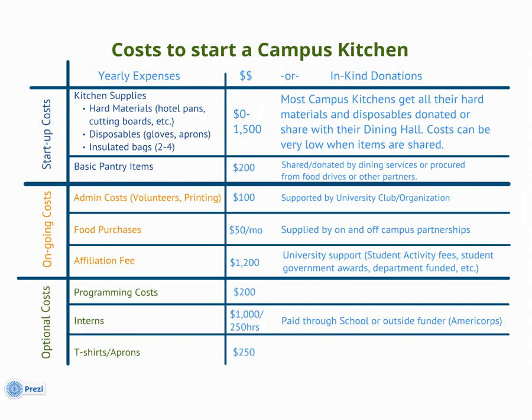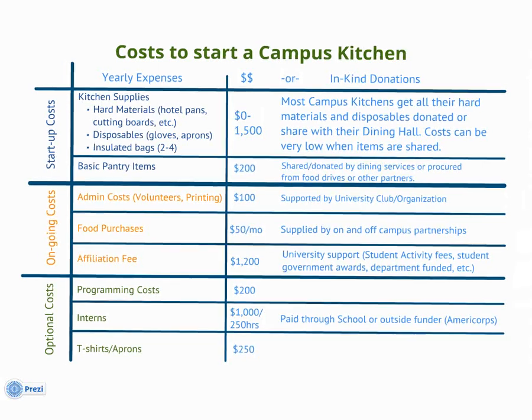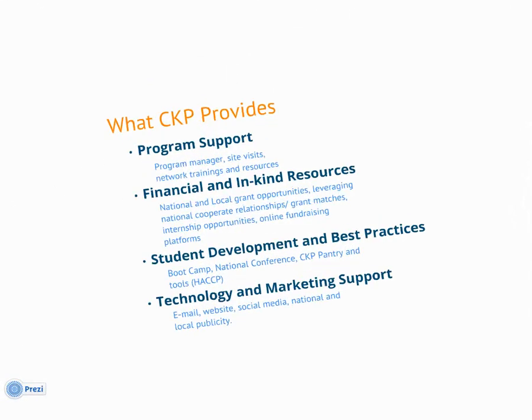CKP does require an annual affiliation fee of $1,200 to be associated with our network. This $1,200 provides each school with numerous benefits, including resources and tools and grant opportunities that we'll go over in just a second in a little more detail. We also provide many different helpful resources in assisting to raise these necessary funds. So let's look a little bit more at what you're actually gaining and what you actually receive for this $1,200 affiliation fee of being a part of our network.